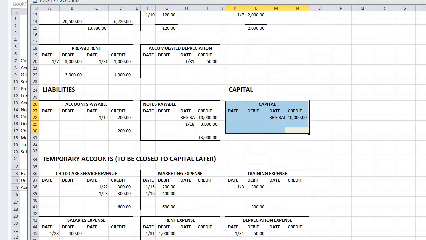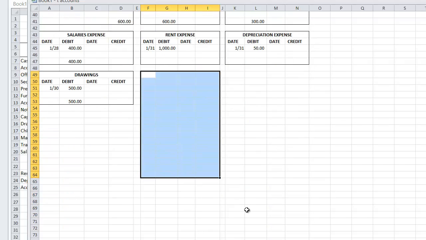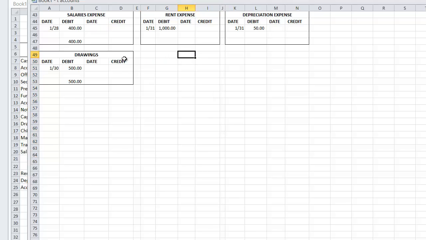That's it. But in order for us to be able to do that, we actually have to create another account down here, and we're going to call it income summary. So I'm just going to take this one here, and I'm going to paste it here. I'm going to put in income summary. And I'm going to show you what we have to do in order to do that.